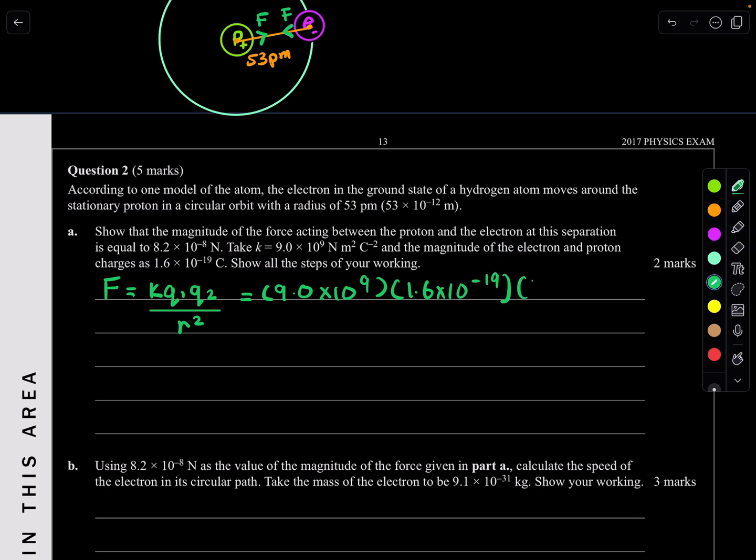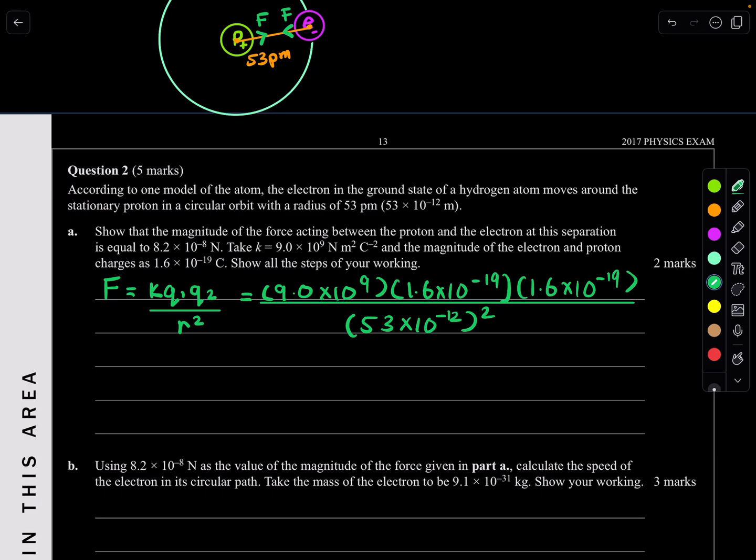All right, so 2 times... That's it. And their separation squared. So R squared, which we found out, make sure it's in meters, is 53 times 10 to the negative 12 meters squared. And that's it. So put that in your calculator, and we should get 8.2 times 10 to the negative 8. Let's have a try at that.